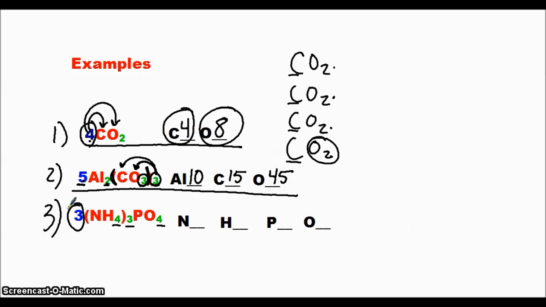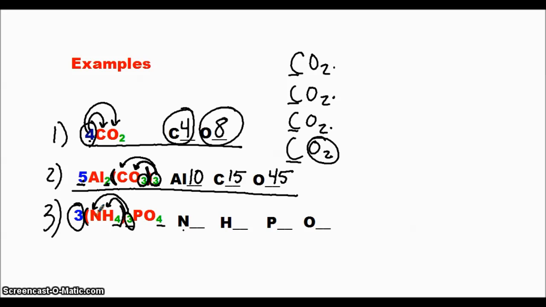So when I'm looking for nitrogen, inside my parentheses, I have 1 nitrogen. There's no number with my nitrogen, so I know it's 1. But this 3 goes to everything inside the parentheses. So it goes to the N, and then it also goes to the H. So I have N, which there's 1, times 3, because of the parentheses.